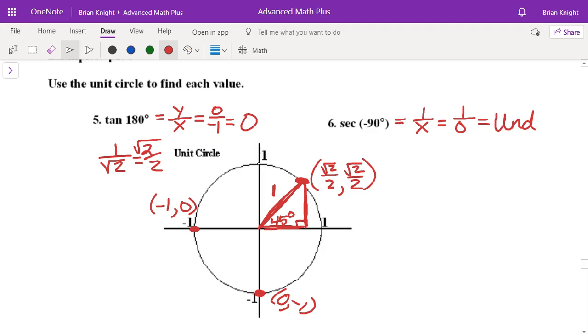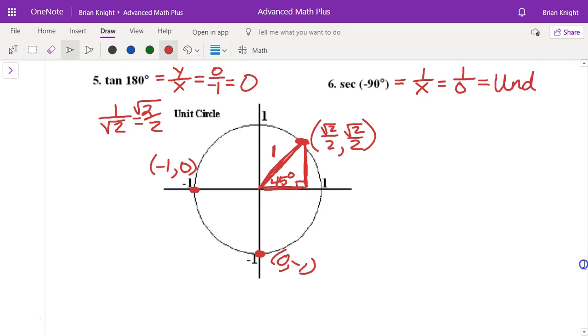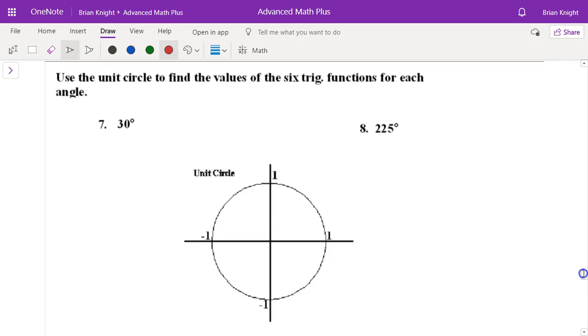Now, does SOHCAHTOA still work? Yeah, it still works. Okay? Absolutely. Opposite over hypotenuse, adjacent over hypotenuse, all that still works. All right? So don't think you're throwing SOHCAHTOA out the door. You can still use it. It's just sometimes easier to use the unit circle.